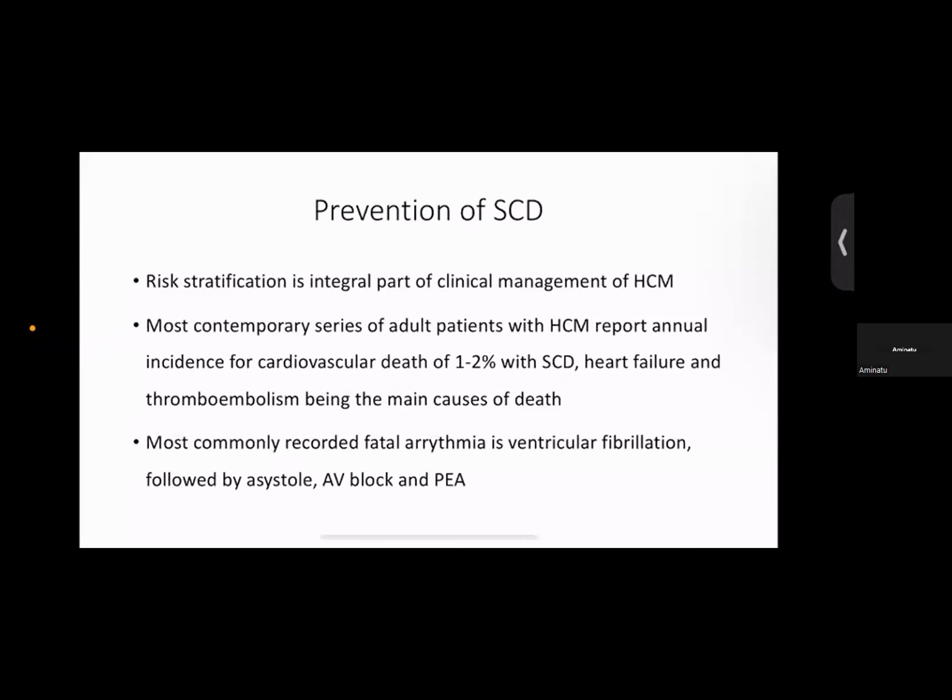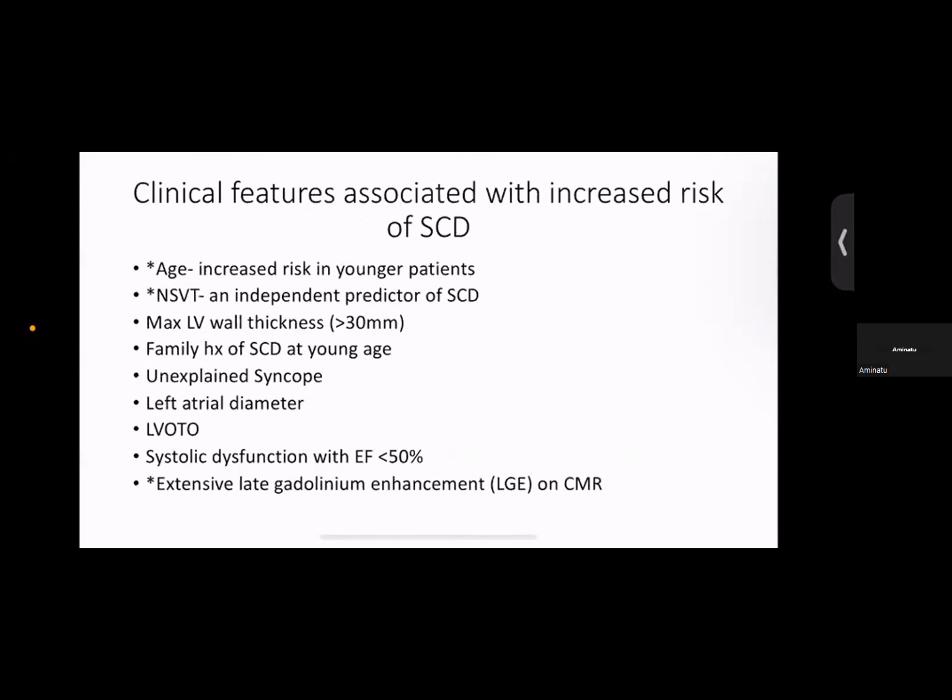Another cornerstone to treatment is prevention of sudden cardiac death. Risk stratification is an integral part of clinical management of HCM. Most contemporary series of adult patients with HCM report an annual incidence of cardiovascular death of 1 to 2%, with sudden cardiac death, heart failure, and thromboembolism being the main causes of death. The most commonly recorded fatal arrhythmia is ventricular fibrillation, followed by asystole, AV block, and pulseless electrical activity.